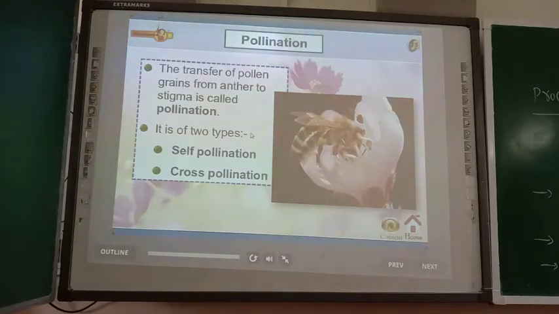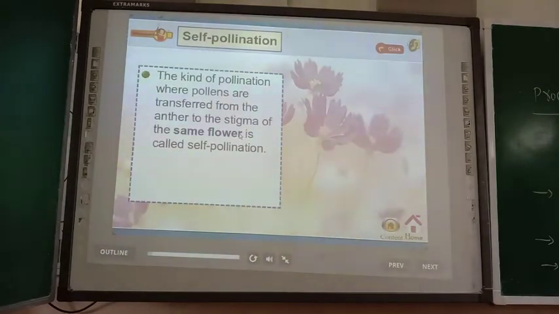So just see, we will learn about self-pollination, the kind of pollination where pollens are transferred from anther to stigma of the same flower, is called self-pollination.